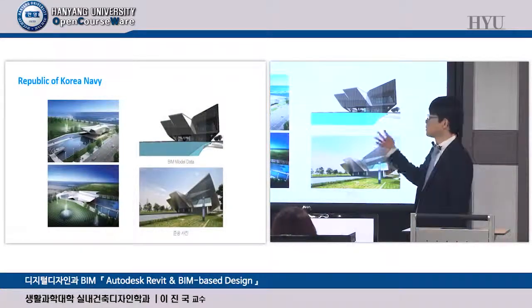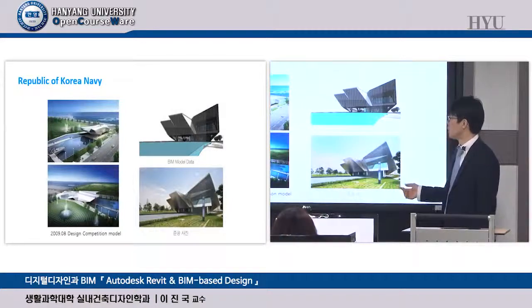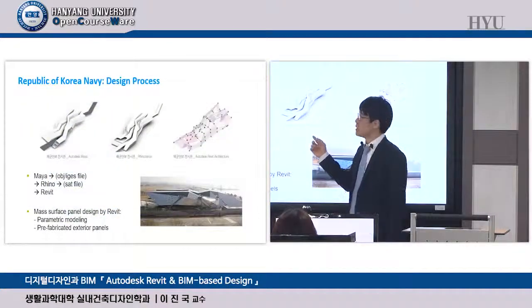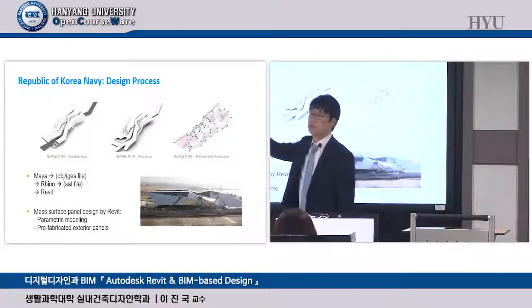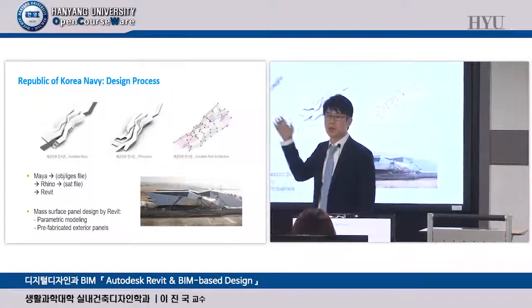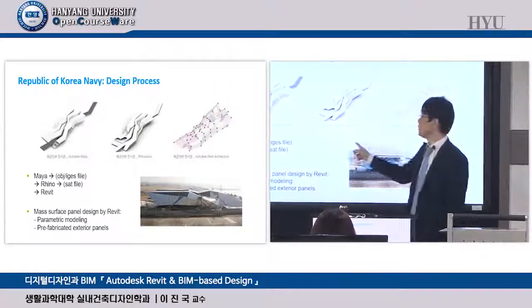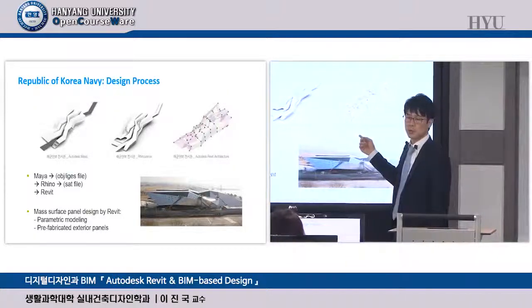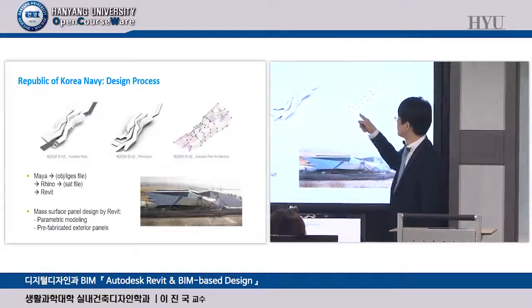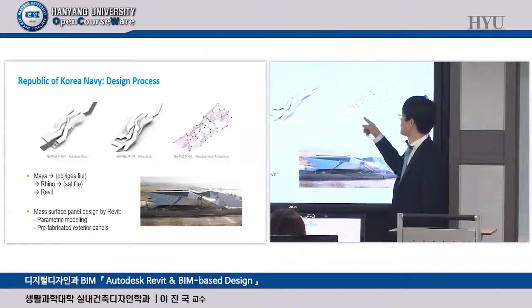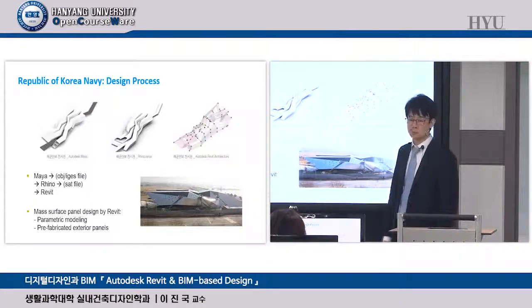And the second one, Korea Navy Museum. Take a look. This non-uniform shape was already designed in Maya and Rhino, okay? So this is a geometric shape, just the geometric sketch at the beginning of the project. But this shape can be imported into Revit, okay? In Revit, designers can put some control vertices in order to edit this triangular shape for the building surface.